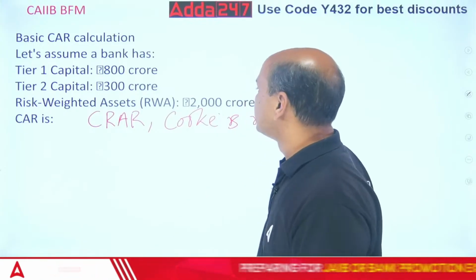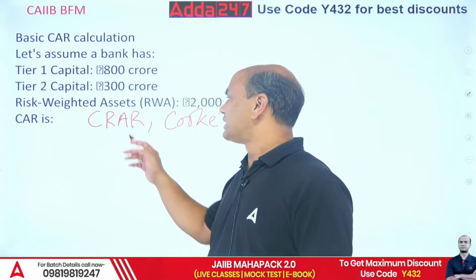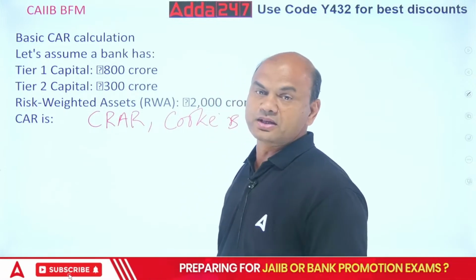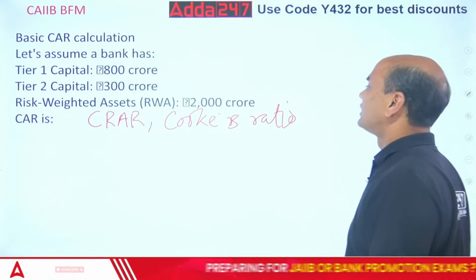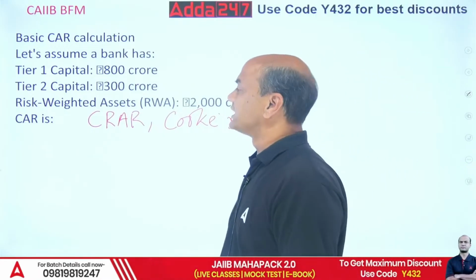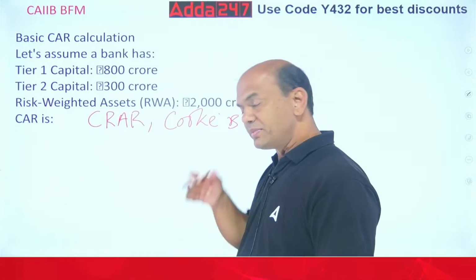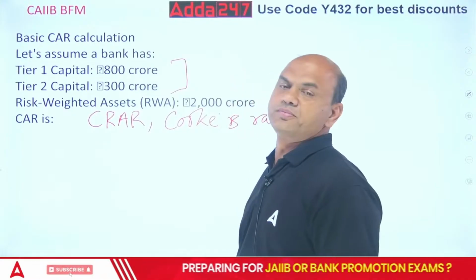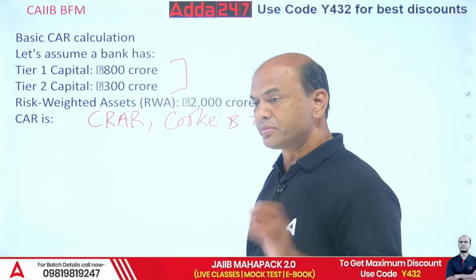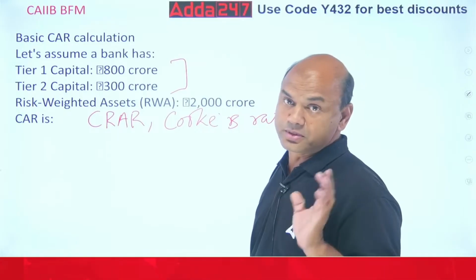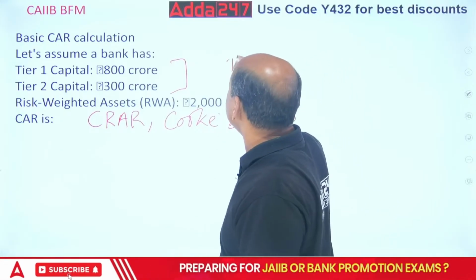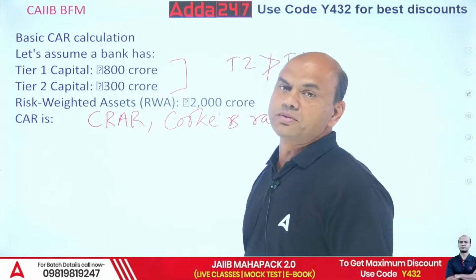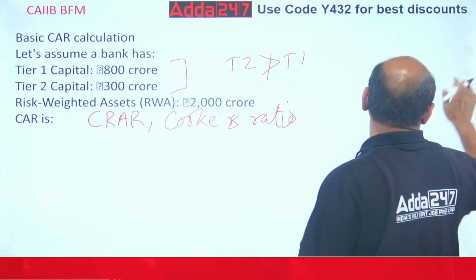Firstly, you need to understand what CRAR is. The CRAR formula is, type in the comment section, everyone. The second point is very important: Tier 1 capital and Tier 2 capital. You must understand the relationship properly. Kindly note, T2 capital can never be greater than T1.